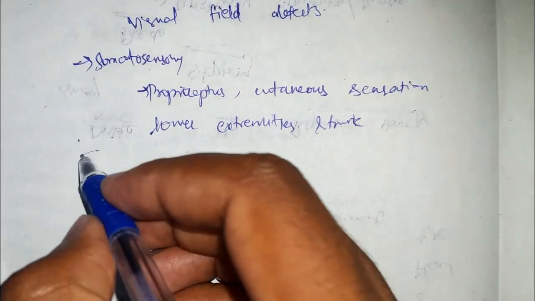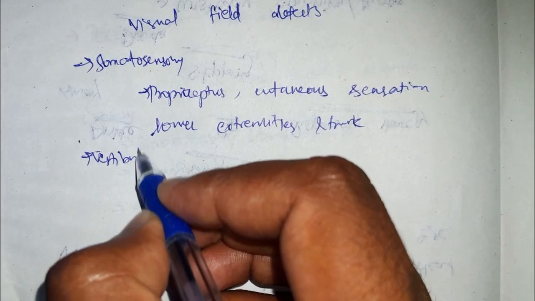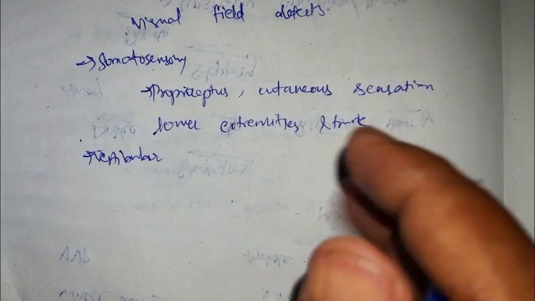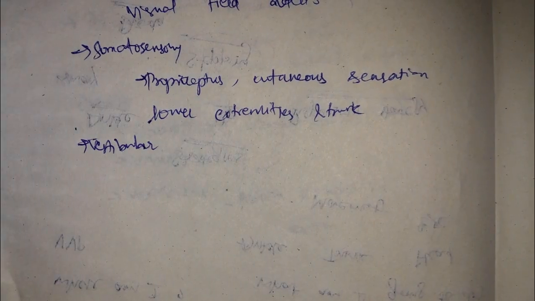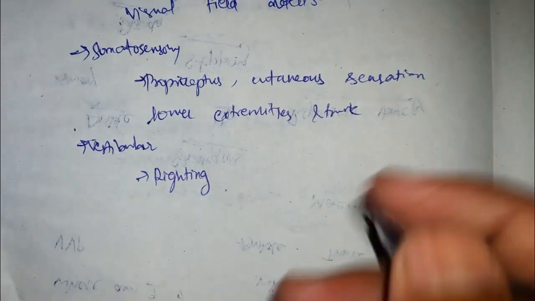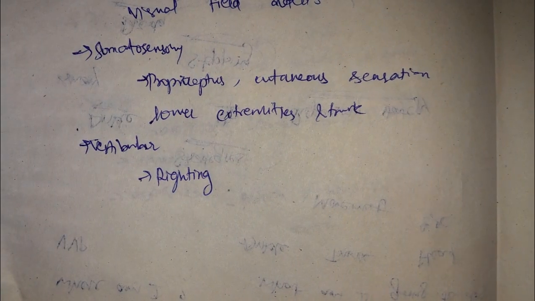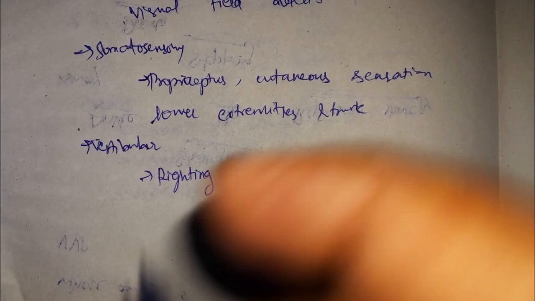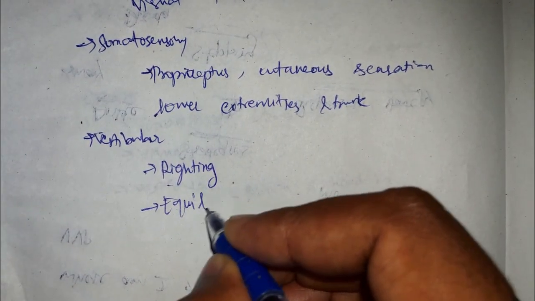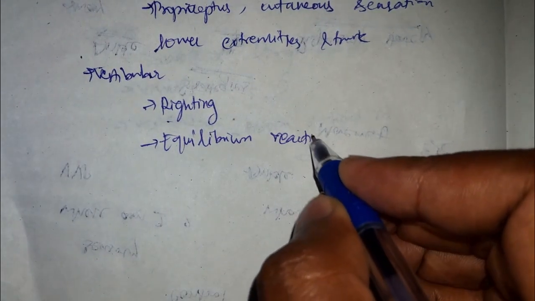Then come to the vestibular assessment. Here we have to check for the motor responses for the positions. We have to check for the righting reaction, the automatic adjustment and restoring of normal alignment of the head position. So that is the righting reactions and the equilibrium reactions. If we have the chance of a fall, our body automatically goes for the equilibrium reactions, that is maintaining the center of mass and the base of support.